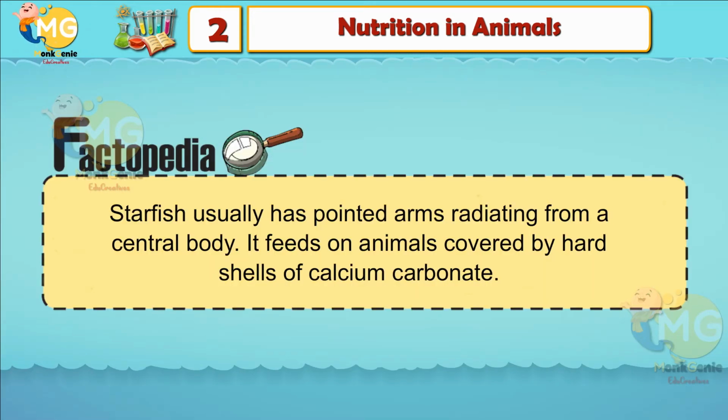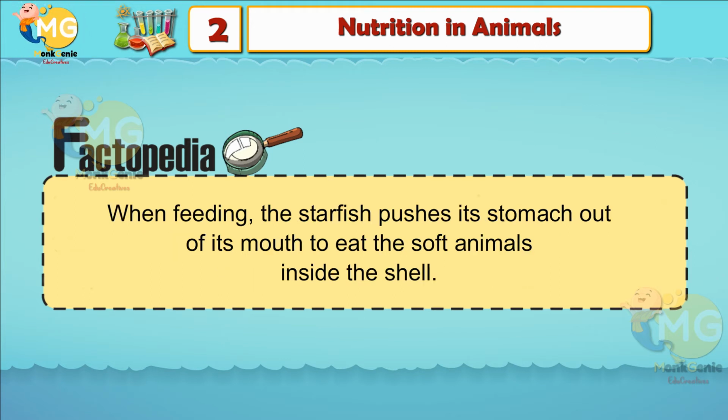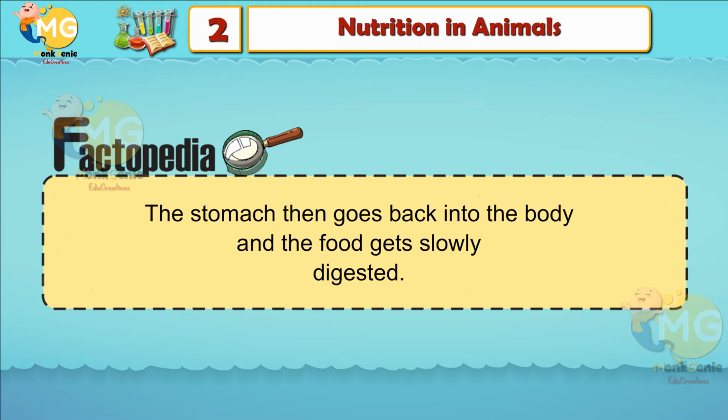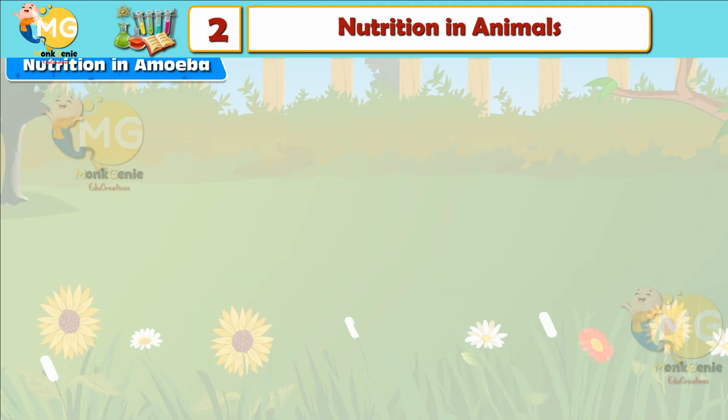Bacteropedia. Starfish usually has pointed arms radiating from a central body. It feeds on animals covered by hard shells of calcium carbonate. When feeding, the starfish pushes its stomach out of its mouth to eat the soft animals inside the shell. The stomach then goes back into the body and the food gets slowly digested.